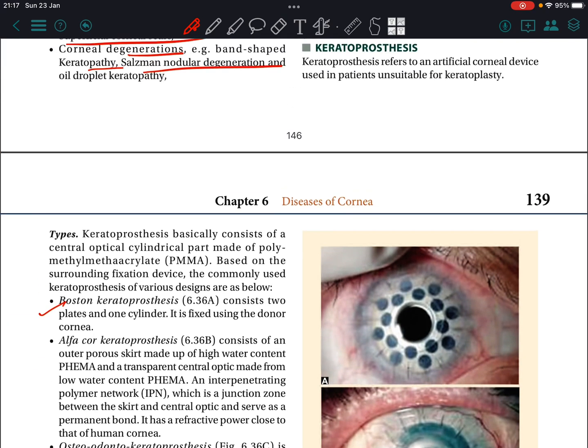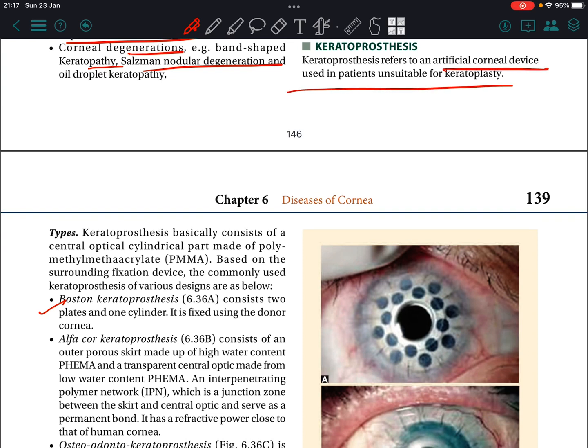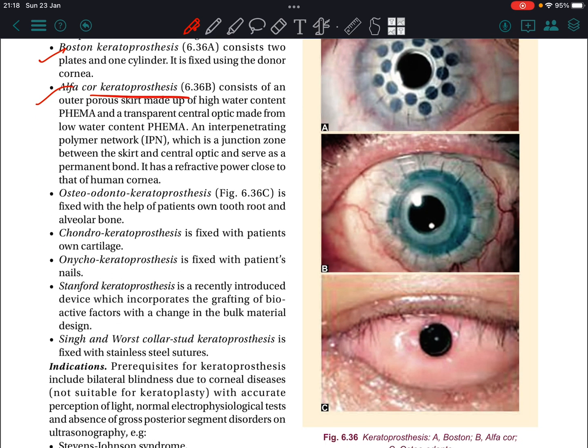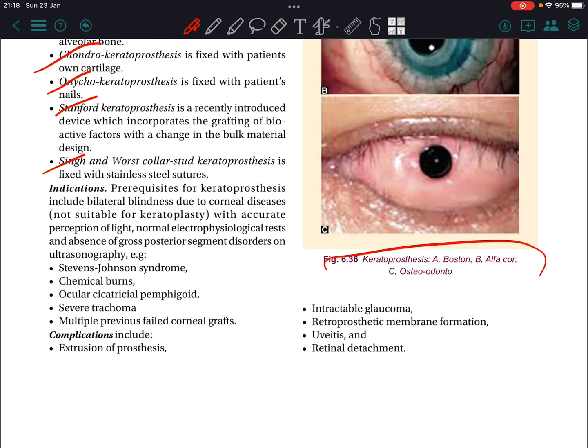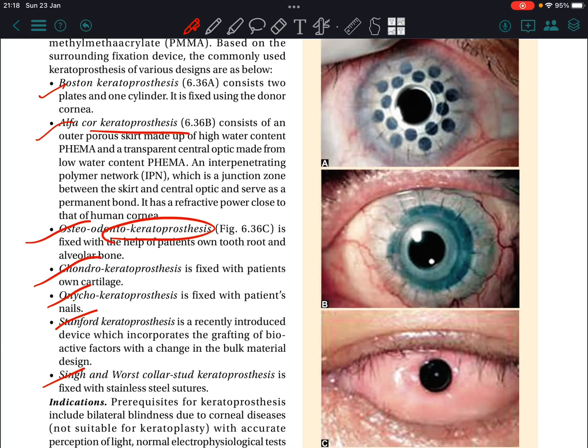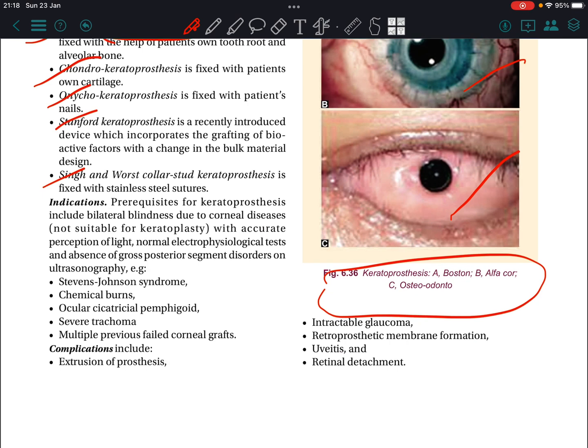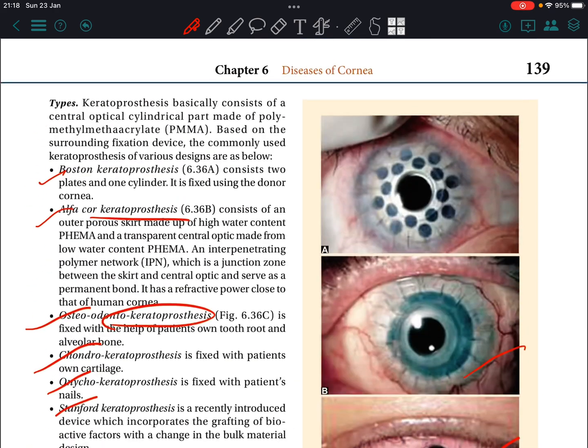Secondary keratoprosthesis. Types: Boston, an artificial corneal device used in patients, insertable in keratoplasty. Boston consists of two plates and one cylinder. Others include AlphaCor, osteo-odonto-keratoprosthesis, chondrokeratoprosthesis, Stanford, Singapore, and West Colorado. Indications: Stevens-Johnson syndrome, chemical burns, ocular cicatricial pemphigoid, severe trachoma, multiple previous failed corneal grafts. Complications: extrusion, intractable glaucoma, retroprosthetic membrane, uveitis, retinal detachment, etc.